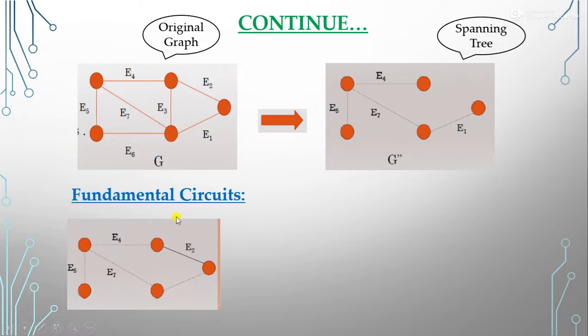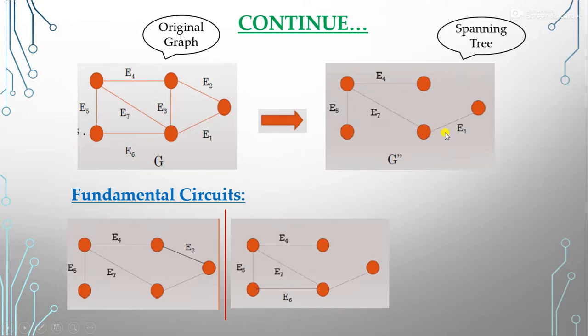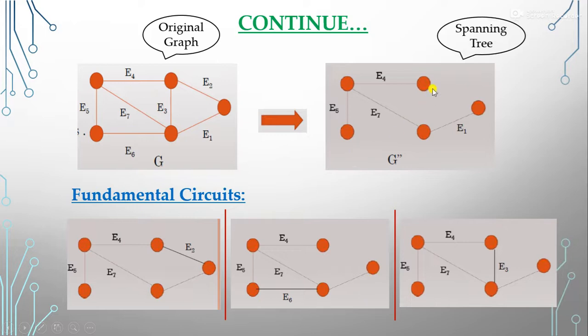So one fundamental circuit of this graph is this one. Another one: if we join this to this one with E6, again it becomes a cycle. So another fundamental circuit of this graph is this one. And another one: if we join these two vertices by introducing E3 here, it becomes a cycle. So this is also a fundamental circuit of this graph. Okay, is it clear what the fundamental circuits are?